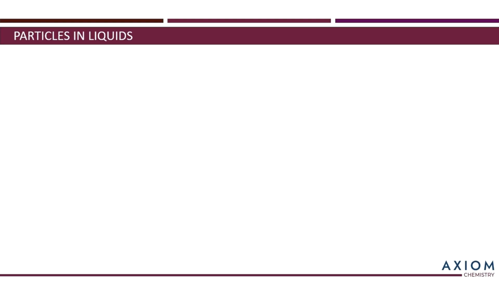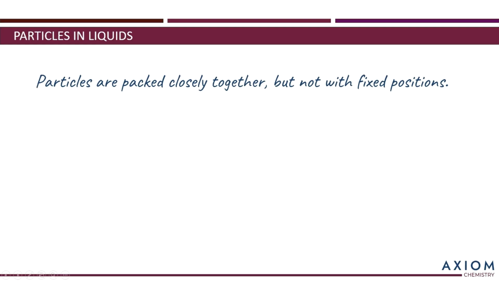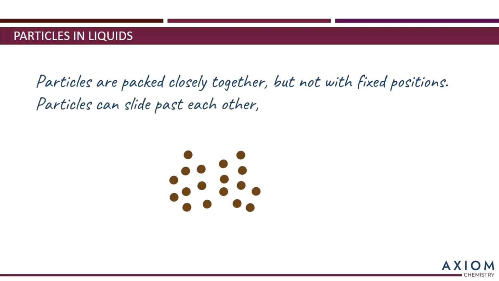How about in a liquid? Well, like in a solid, the particles in liquids are packed closely together, but this time not with fixed positions. Let me show you what I mean. Here are some particles in a liquid, and you can see that they're very close together, but their positions aren't fixed relative to each other, and you can see they're actually quite randomly arranged. The particles can slide past each other, and so liquids do not have a fixed shape.